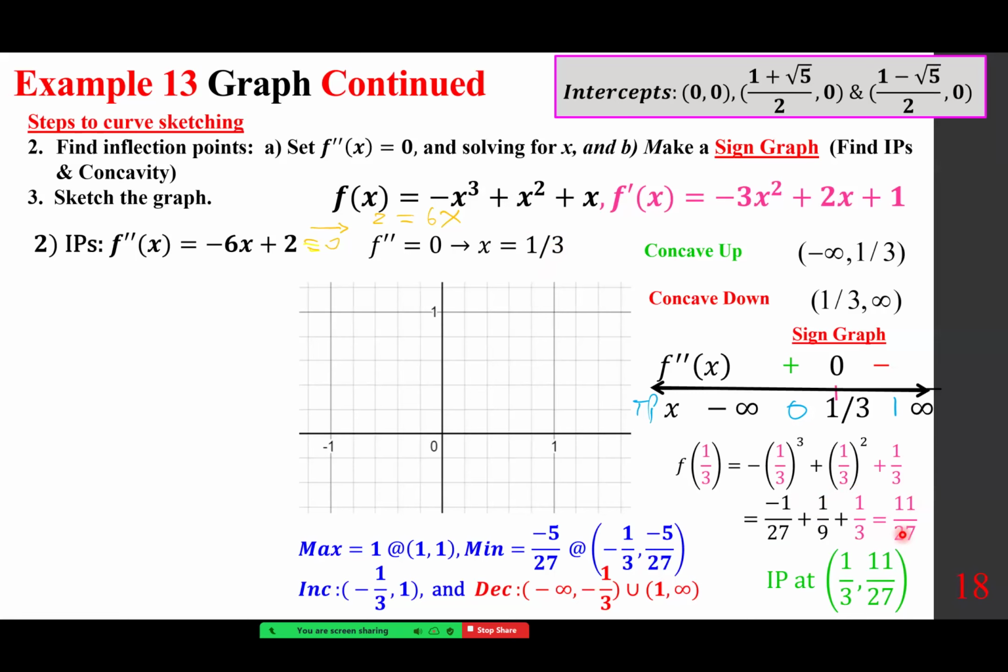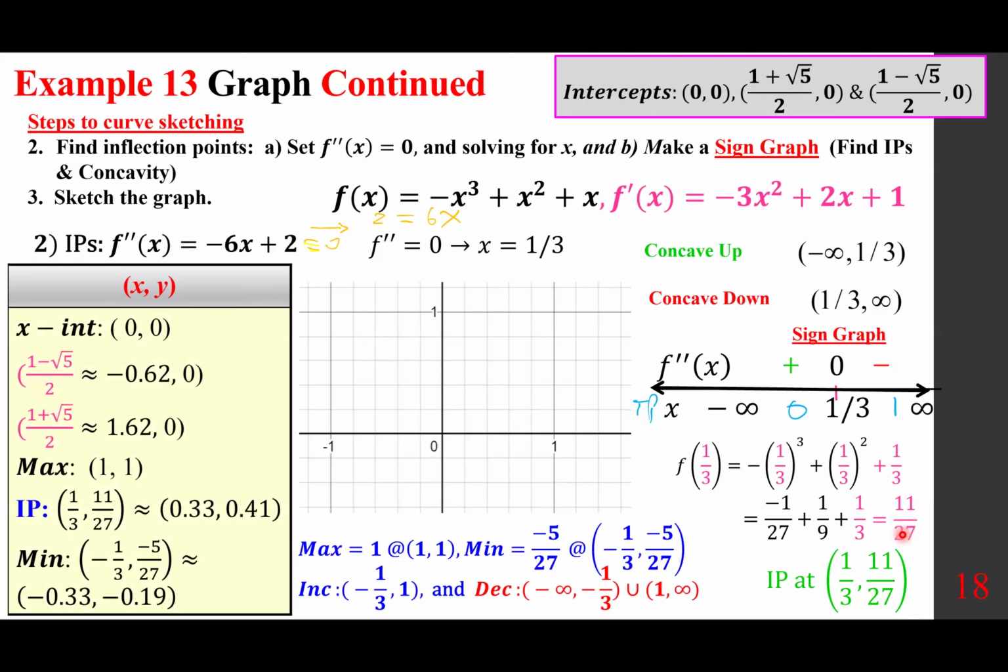We are done with all the information. We are ready to graph. I like to write a summary table, and in that summary table, I have all my intercepts, max and min, IP, and so forth. So x-intercept 0, 0 is here. X-intercept 1 minus square root of 5 over 2. I'm going to go with the decimal notation for the sake of the graph. So about minus 0.6 roughly. So it's here. 1 plus square root of 5 over 2 is about 1.62. So somewhere here.